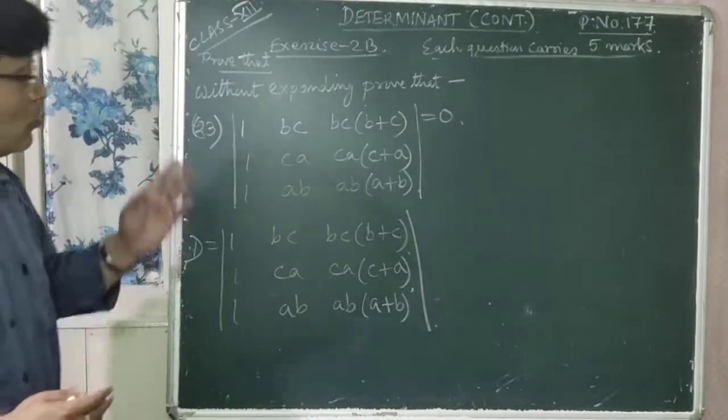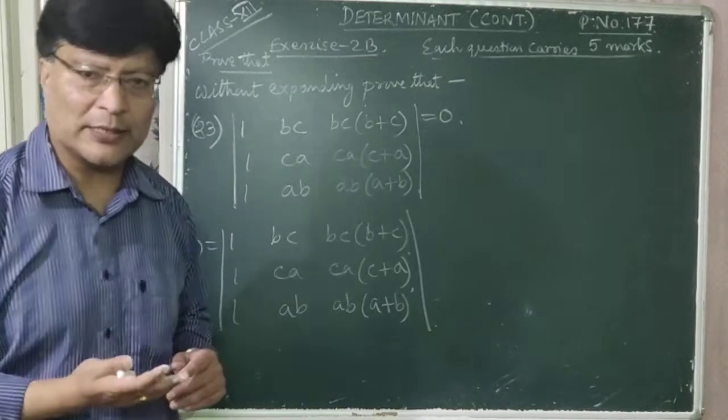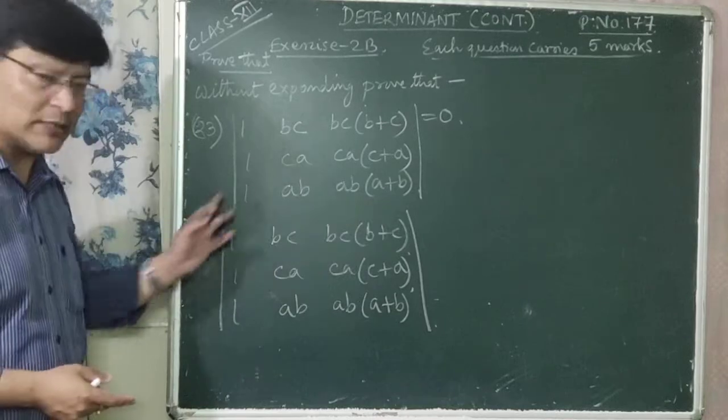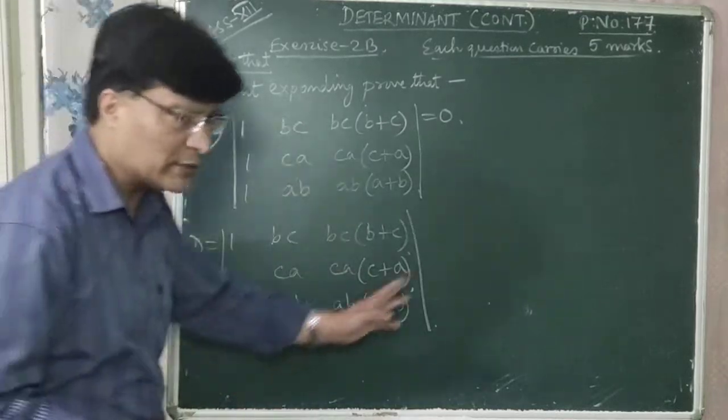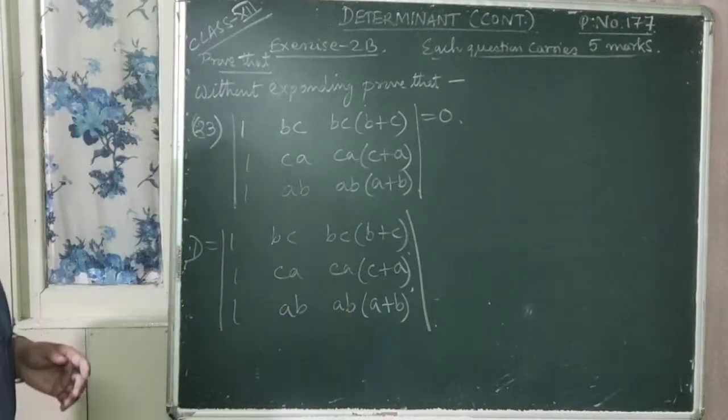So here also, without expansion, you have to prove this result. That is, LHS is equal to RHS. That is, given D is equal to 0. So let us write down the given determinant again. You should write down the given determinant as D is equal to this left hand side. So what is the method now?